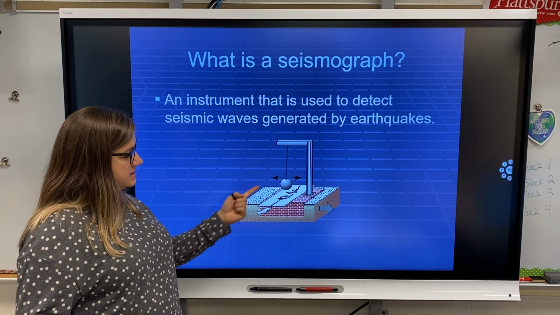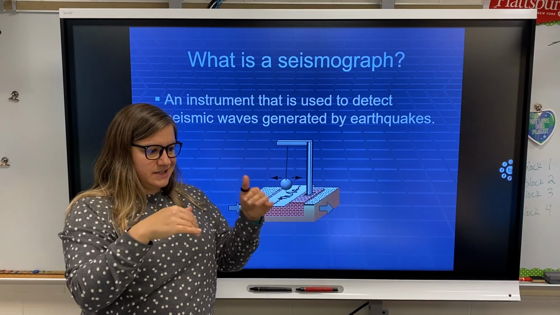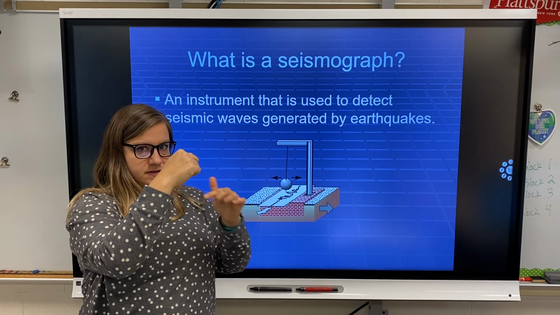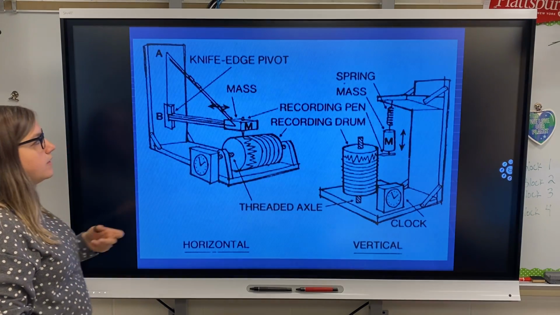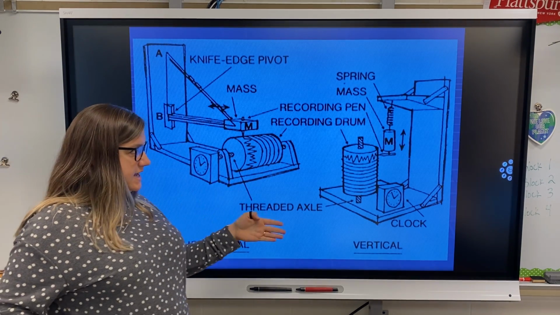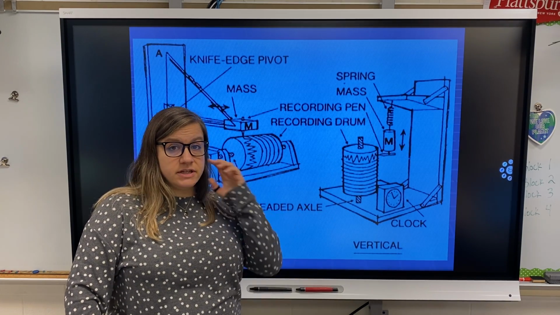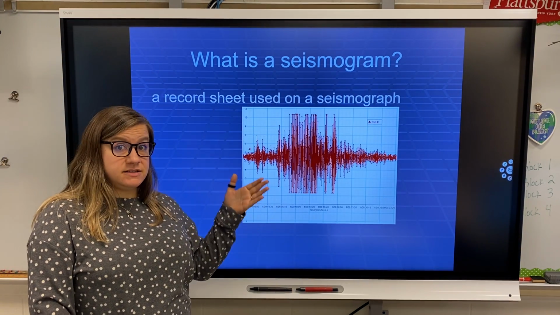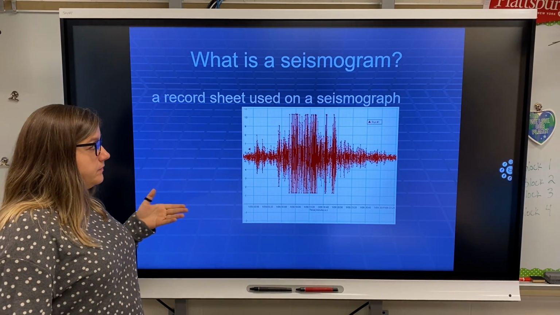And there's this paper that continuously moves through. Now that they have these special machines, it has a free swinging needle pen type thing, and the paper runs under it constantly to see if there are movements in the ground at that point. These are also some older versions of it. This one can tell if the ground is moving side to side. This one can tell if it's moving up or down. So those are seismographs, the instruments that measure earthquakes. A seismogram is the paper that all of the earthquake information comes out on. It's the record sheet used on a seismograph.